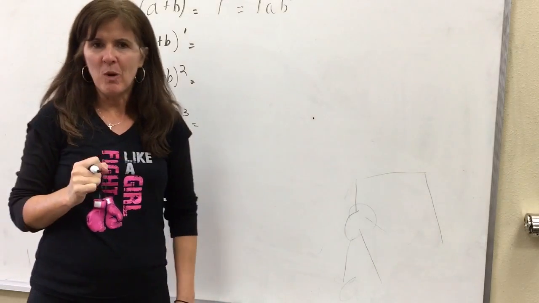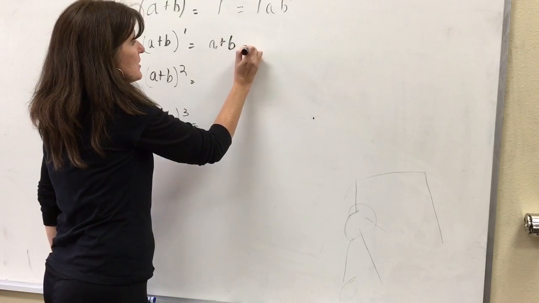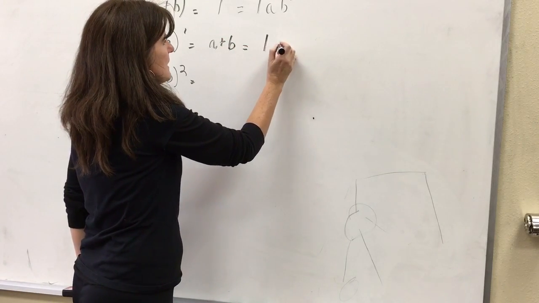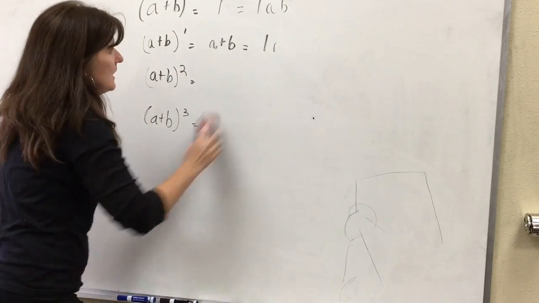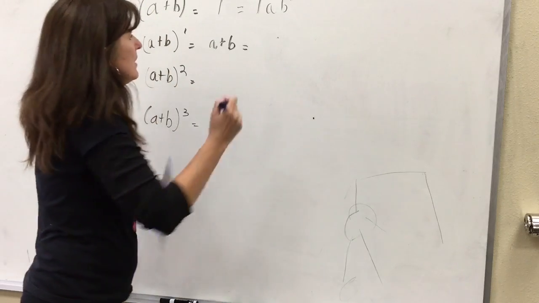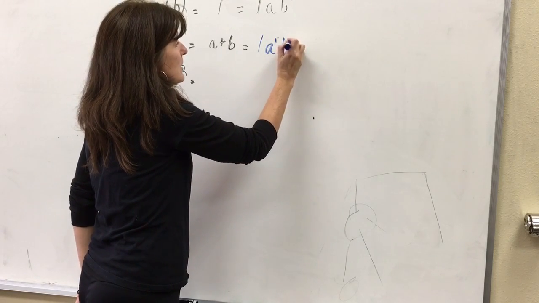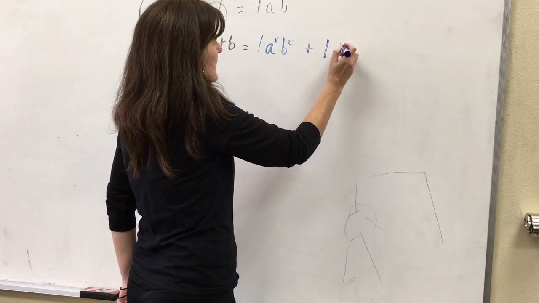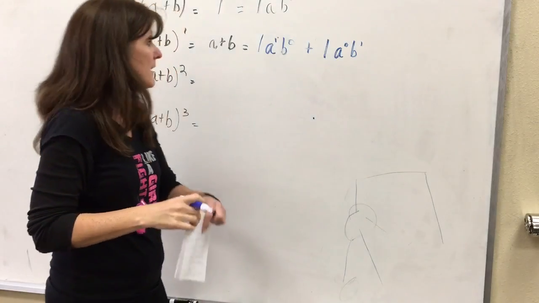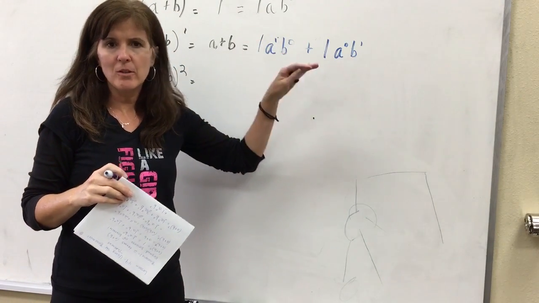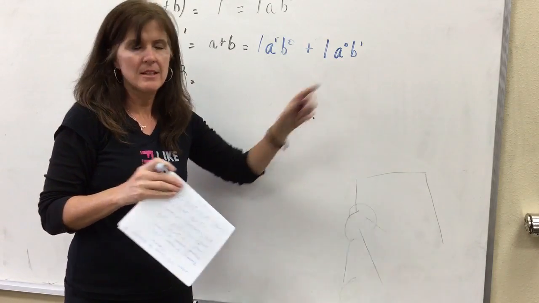A plus B to the 1, anything to the 1 is itself. So we know that's A plus B, which is the same thing as 1A to the 1 B to the 0 plus 1A to the 0 B to the 1. Remember, anything to the 0 is 1. So when I have a term to the 0th power, it's just 1. And so this truly is A plus B. So you can see that.